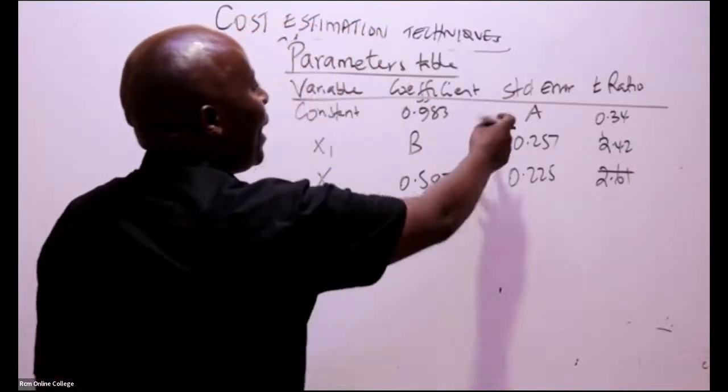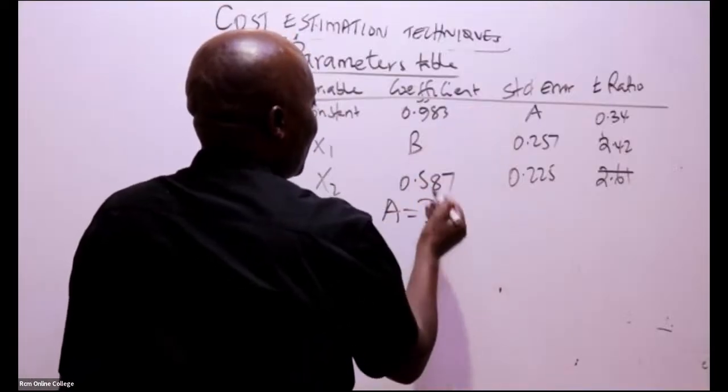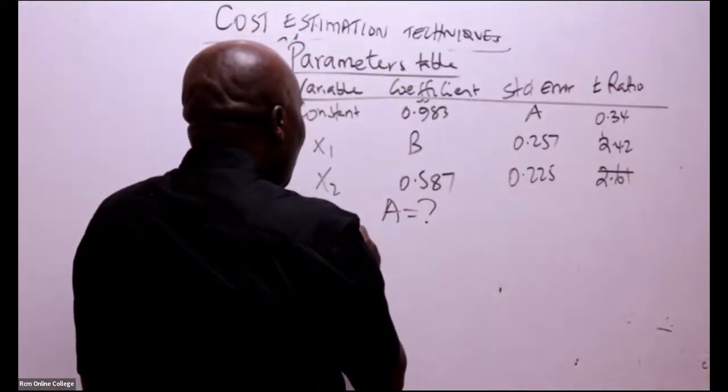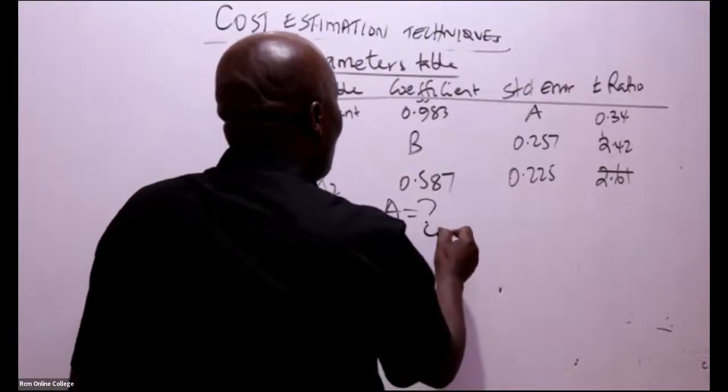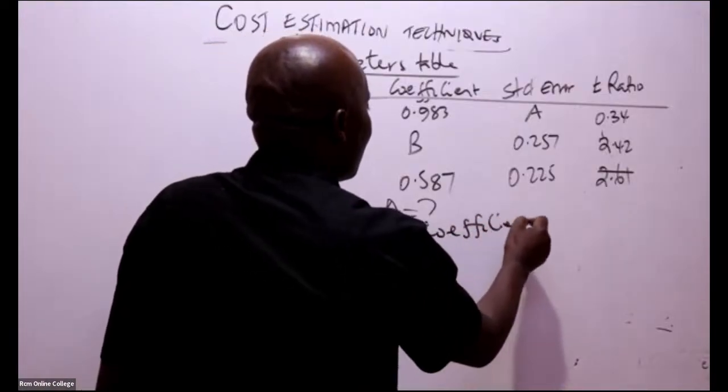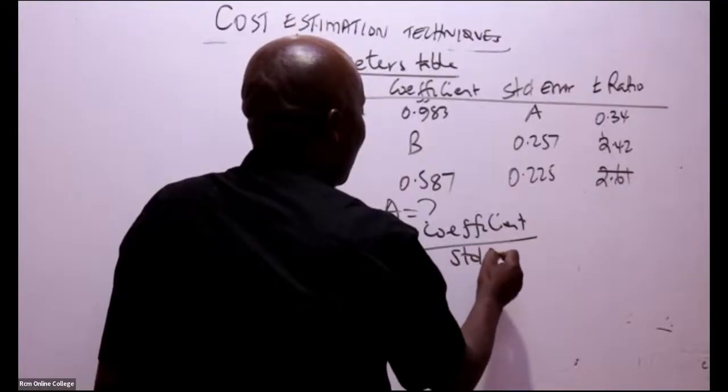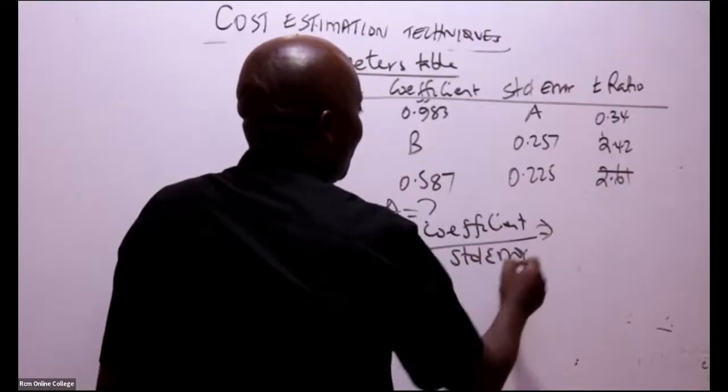We have said here where A is. So what is the value of A? That is requirement number 1. We've said to get the T ratio, you will take the coefficient all over the standard error.